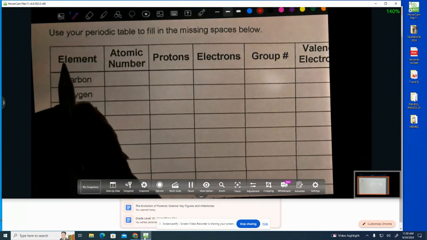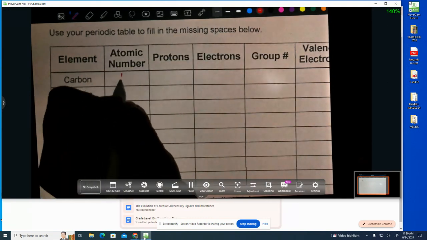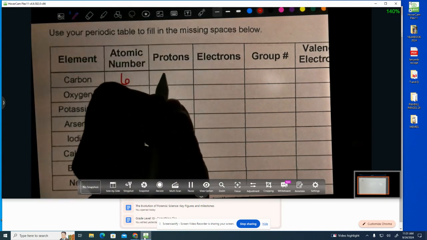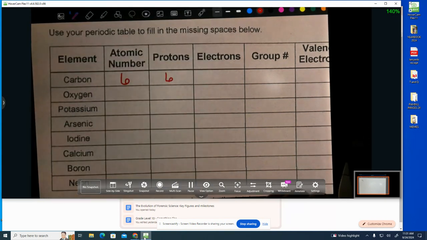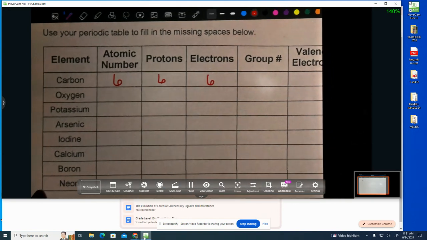Okay? Carbon, atomic number is 6. I'm going to do this very quickly. You need to have this periodic table in front of you. The reason I want it in front of you every single day is so that nobody's guessing anything. We don't like guessers. All right, 6 protons, 6 electrons, because these are atoms.